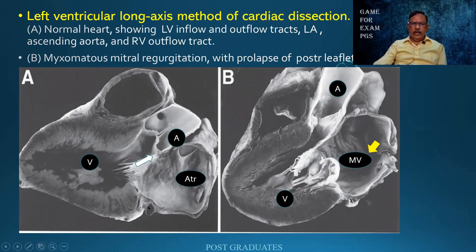So this is a normal ventricle, normal atrium, aorta that I can see. Whereas in this case, I find that this is a mitral valve which is somewhat going inside. There is some abnormality with the valve, and this is the ventricle and the aorta. Maybe a floppy mitral valve or a prolapse of the mitral valve leaflet.